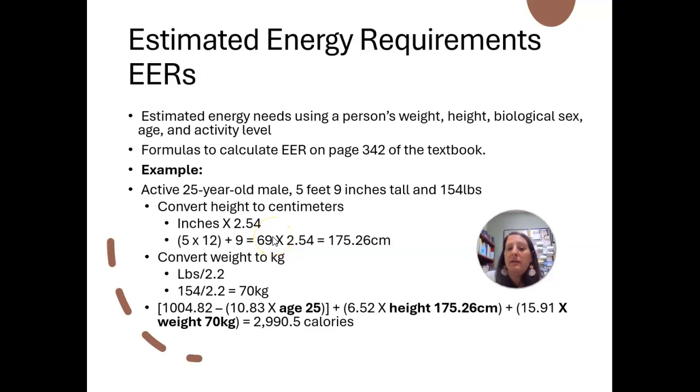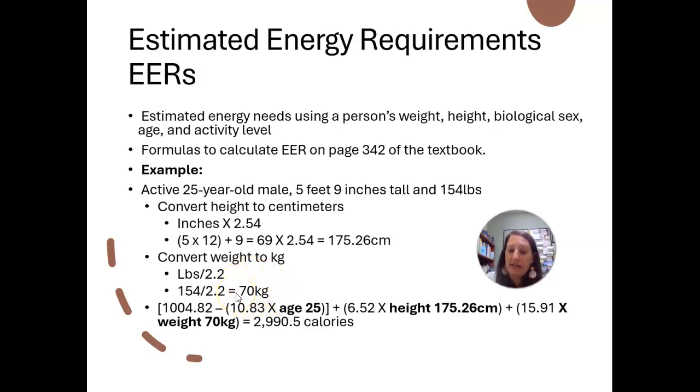And so this male is 69 inches in height. We have to multiply that by 2.54 to get centimeters. Okay, there's the first conversion. The second conversion we've done already. So to convert pounds to kilograms, we just divide the pounds by 2.2. So in this case, it'd be 154 divided by 2.2. So this male weighs 70 kilograms.